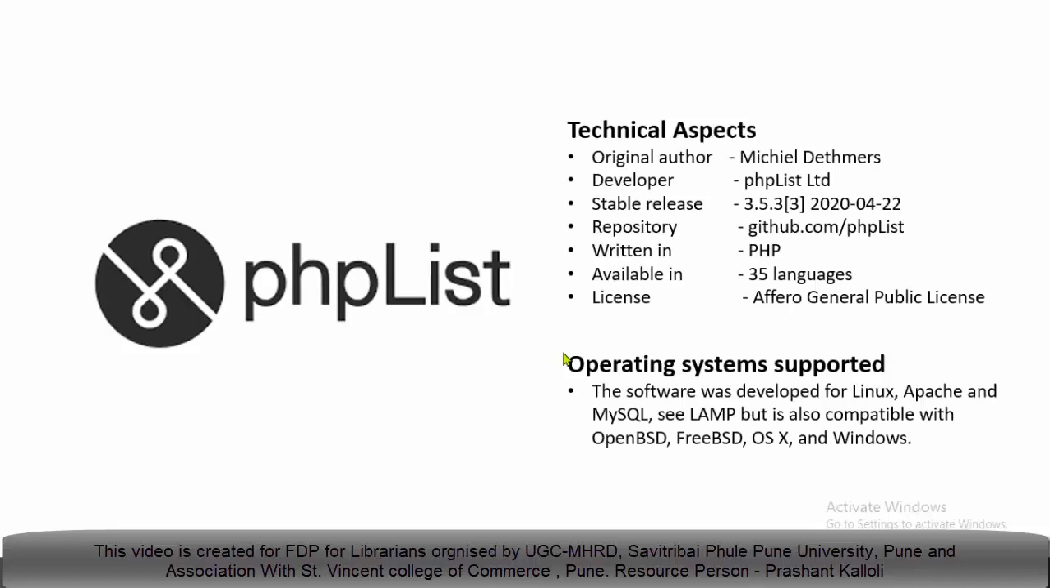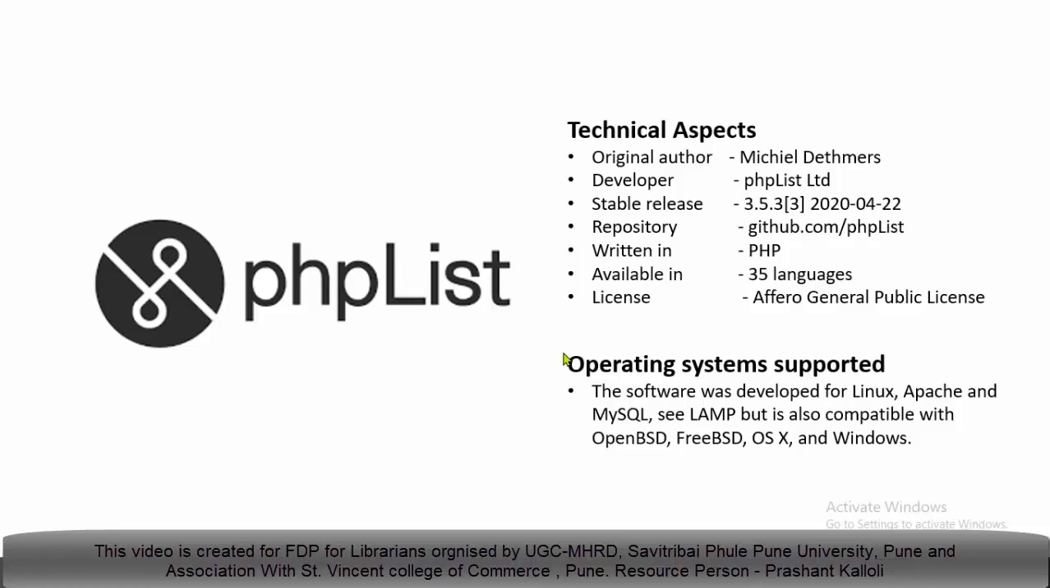Michel Detmers is the original author of PHPList. Currently, PHPList Limited is developing and maintaining all the development processes and progress. PHPList 3.5.3 is a stable version which is available to download on the website. It is written in the PHP language, and MySQL is used for databases.